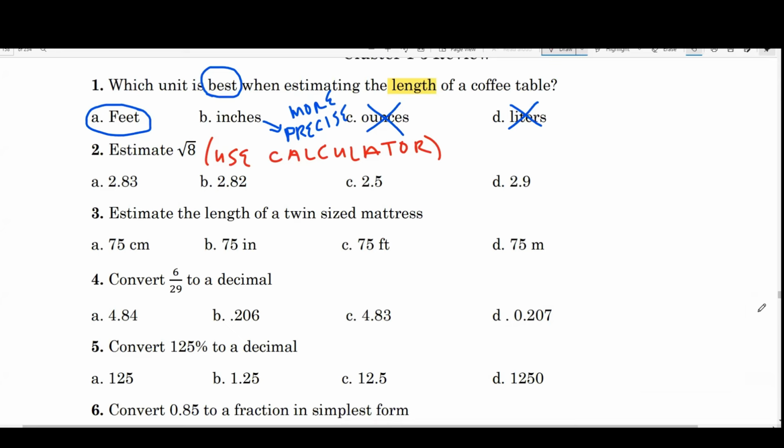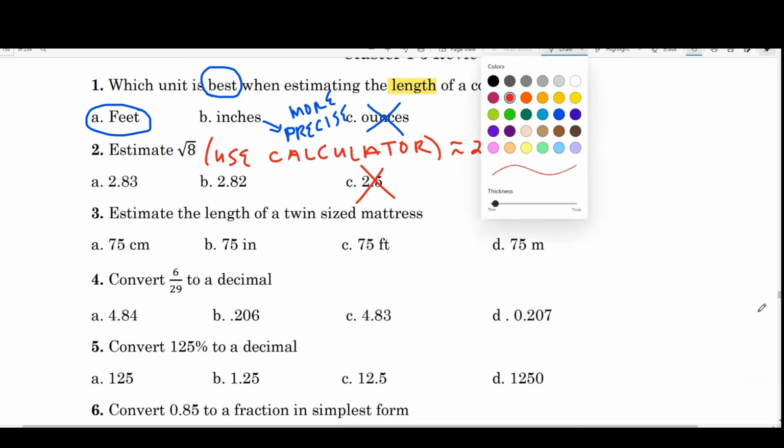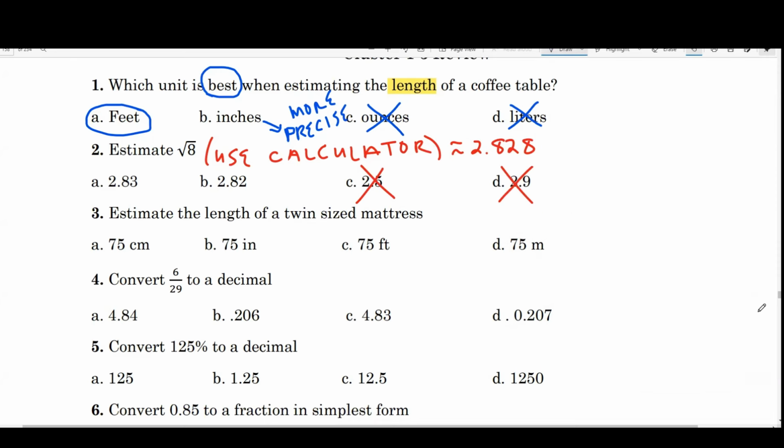So that was roughly 2.828. All right, and then we want to go ahead and round. We know it's not 2.9. No, it's not 2.5. So we're left with 2.82 and 2.83. If we look at the tenth place, I have a 2 there. There's an 8 next to it, which means the 2 will increase to a 3, which will be 2.83.